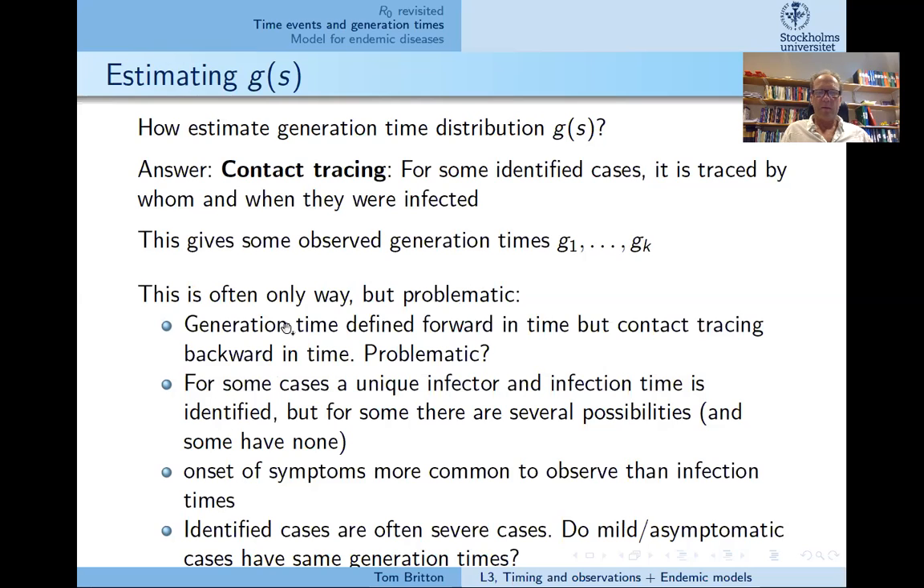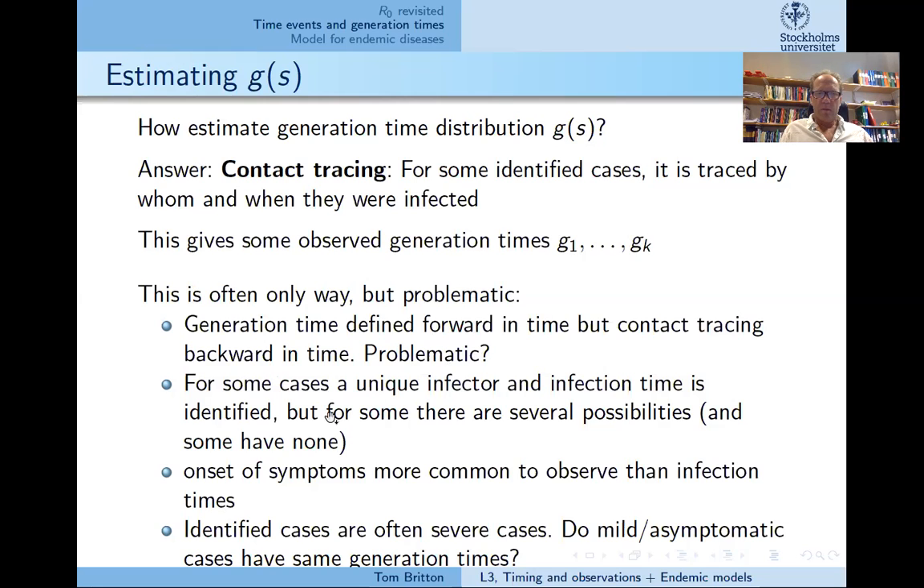One problem is that the generation time was defined as the time between getting infected and infecting others. But when you contact trace, you look backwards in time rather than forward in time. So is that problematic? The answer is yes. I will explain why later.